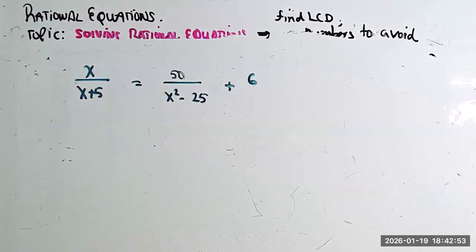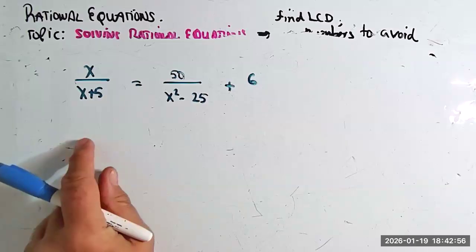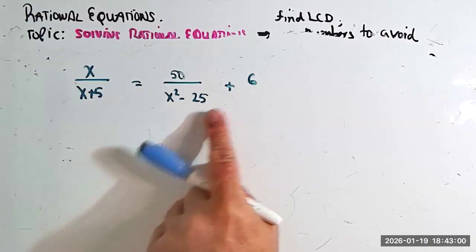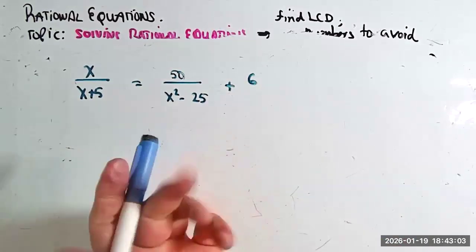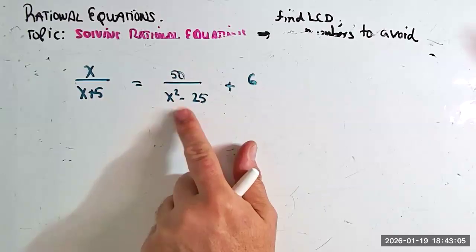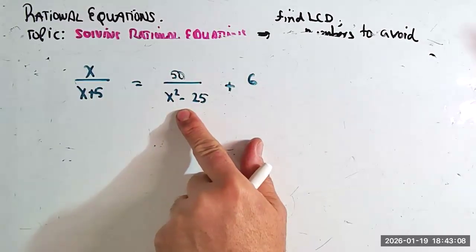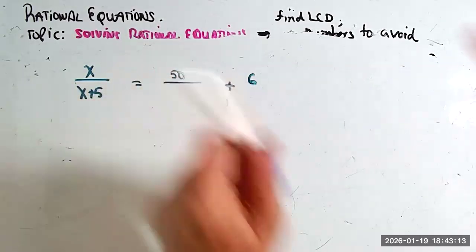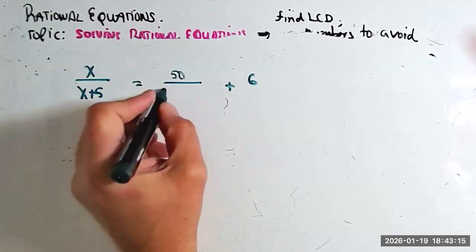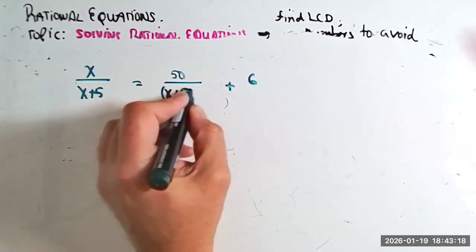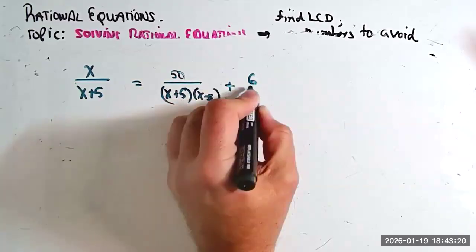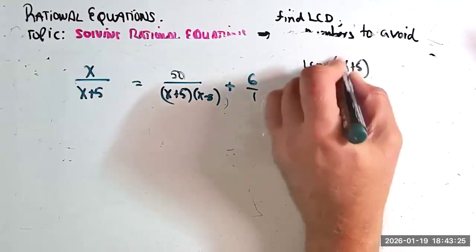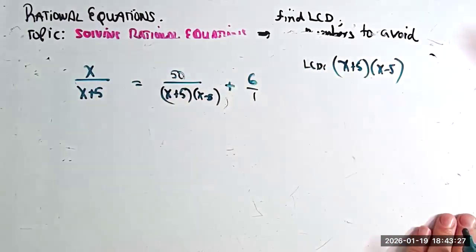Okay, well, one last example, folks. x over x plus 5 equals 50 over x squared minus 25 plus 6. Of course, for the LCD, we need to factor this one. This is a difference of squares, which is x plus 5, x minus 5. So I'm going to change this guy as x plus 5, x minus 5. This is over 1. So my LCD is indeed x plus 5 times x minus 5.